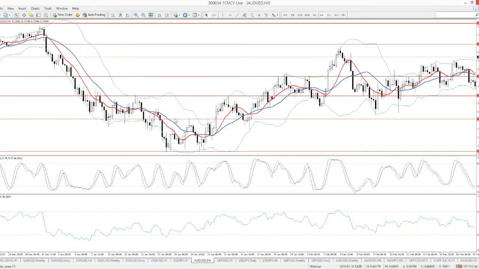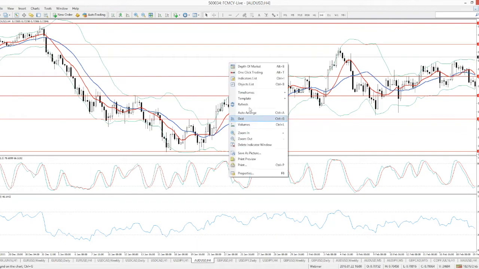We need a previous trend, and the trend should be a downtrend in the double bottom reversal. The first bottom should be the lowest point of the current trend. So this one here is the bottom of the current trend. Let me delete this indicator so I will make it easier to see.